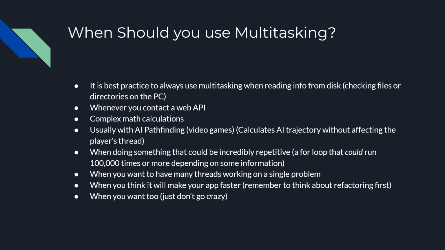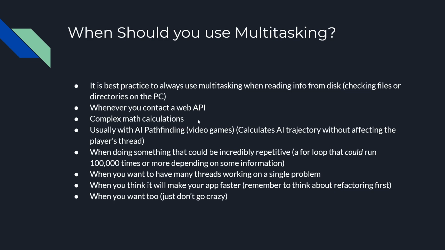When should you use multitasking? Here's some examples. Whenever you access stuff from the disk, the best practice is to always use multitasking, because there's a chance it will take a long time. It may not, but there's a chance. Also, let's say I was looking for every file on my computer that started with the letter A. That's going to take a while. Multitasking. Whenever you contact a website's API, let's say we were making an app to mess with Google, use multitasking. Because it's going over the internet, we have to wait for a response.